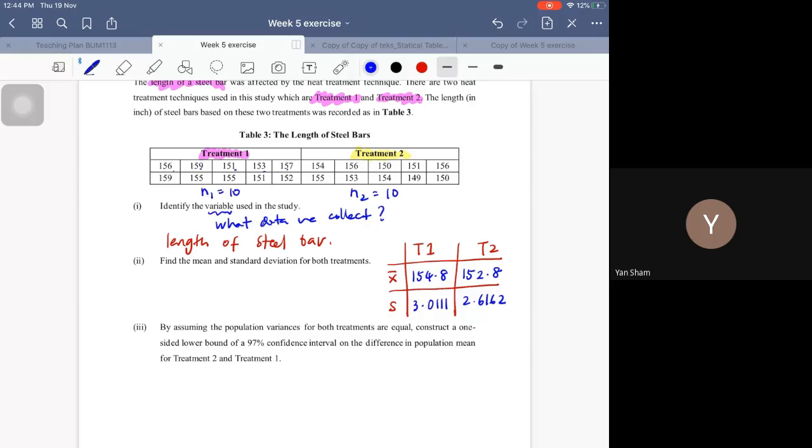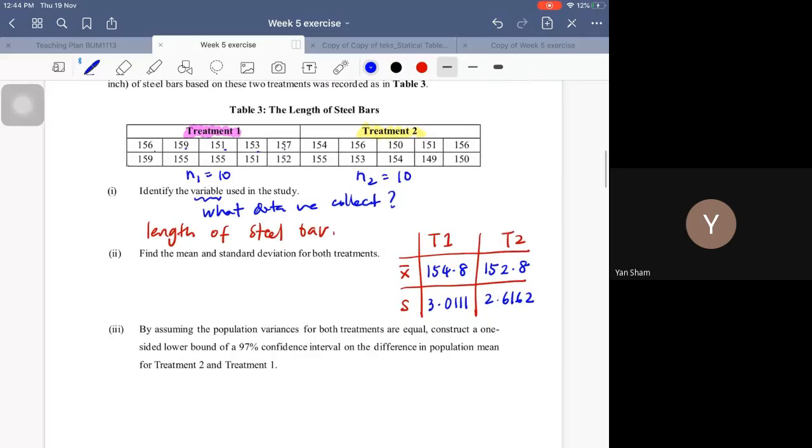Okay, so next the question over here. By assuming the population variances for both treatments are equal, so this is a very important assumption because this is going to decide what formula we're going to use. Construct a one-sided lower bound. Now I want you to observe this very carefully. We don't want a confidence interval with lower and upper bound, but we want to construct a one-sided lower bound of a 97% confidence interval of the difference in population mean for treatment 2 and treatment 1.